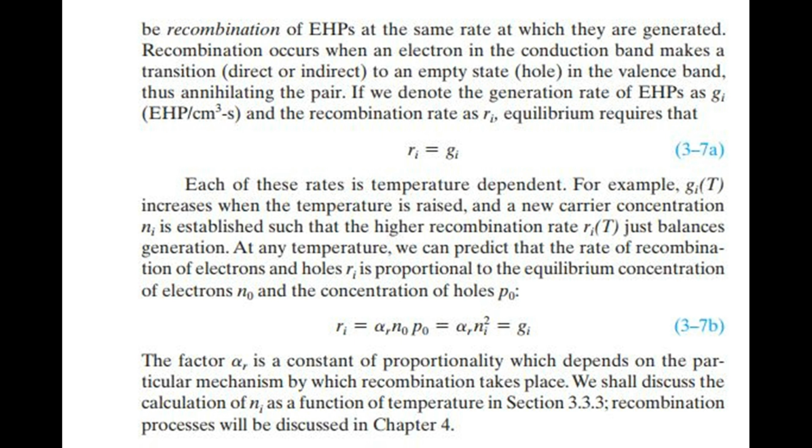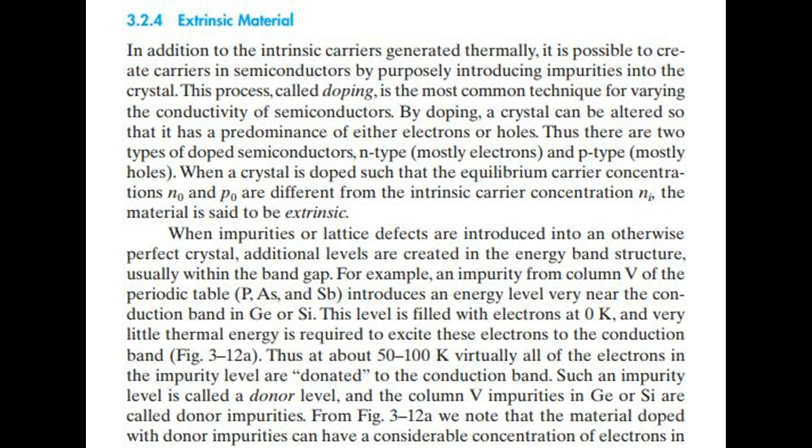Extrinsic material. In addition to the intrinsic carriers generated thermally, it is possible to create carriers in semiconductors by purposely introducing impurities into the crystal. This process, called doping, is the most common technique for varying the conductivity of semiconductors. By doping, a crystal can be altered so that it has a predominance of either electrons or holes. Thus there are two types of doped semiconductors, n-type, mostly electrons, and p-type, mostly holes.